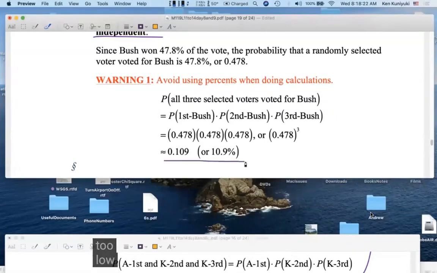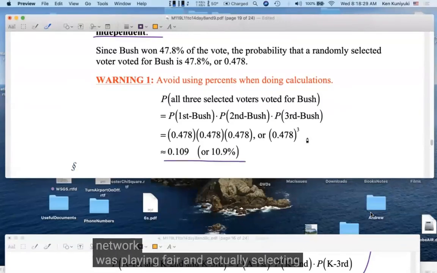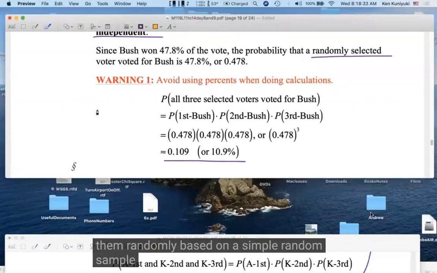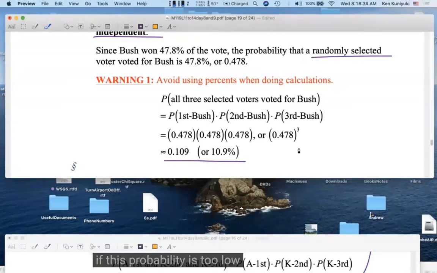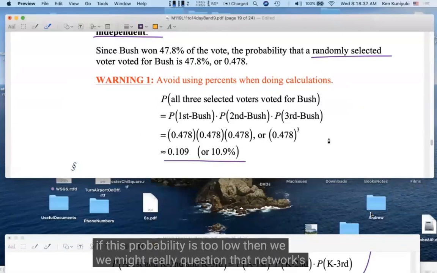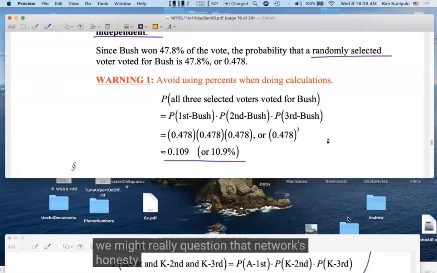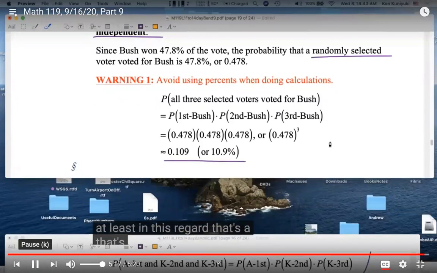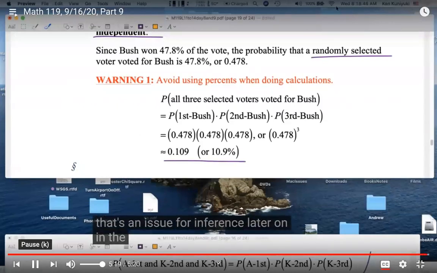Is this too low for us to assume that the network was playing fair and actually selecting them randomly based on a simple random sample? If this probability is too low, then we might really question that network's honesty, at least in this regard. That's an issue for inference later on in the course.